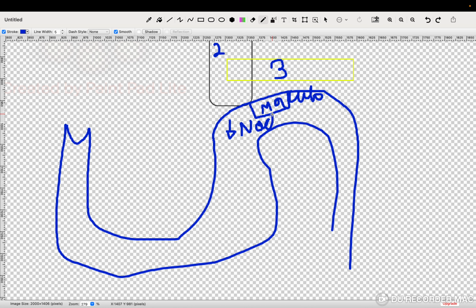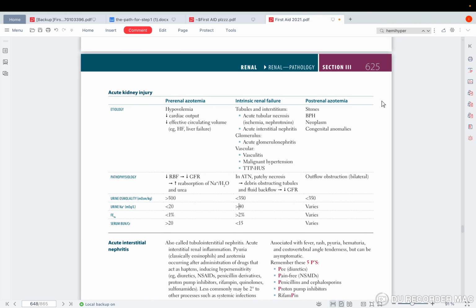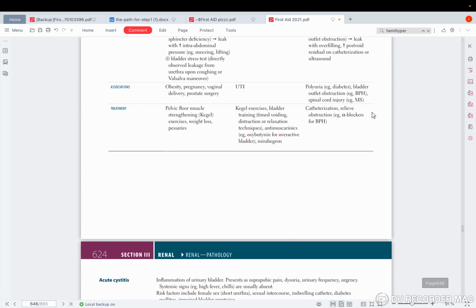That will lead to activation of which system? Excellent, the RAS system. Okay, the RAS system, that's correct. When the RAS system is activated, you will have what? More angiotensin 2, yes? More angiotensin 2.